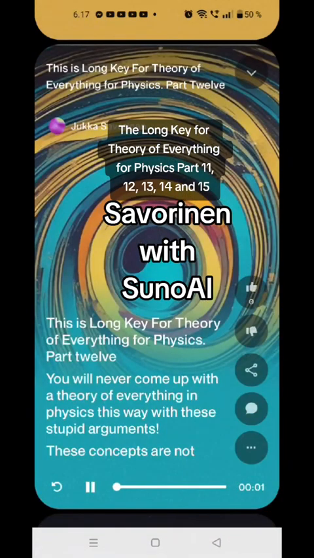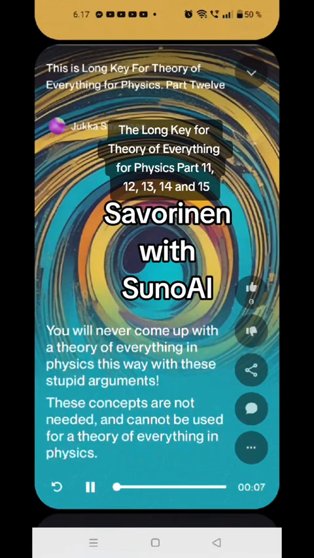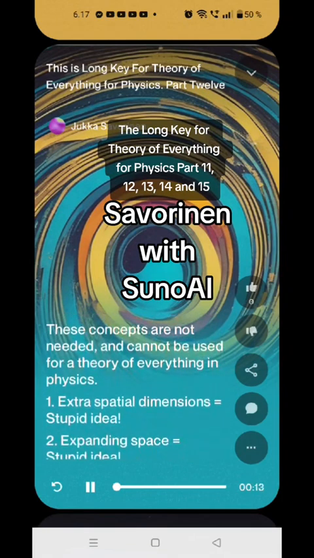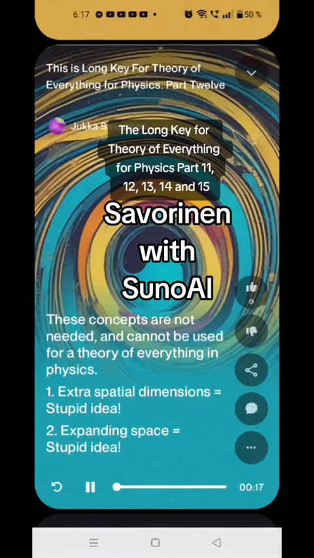You will never come up with a theory of everything physics this way with their stupid arguments. These concepts are not needed and cannot be used for a theory of everything in physics.